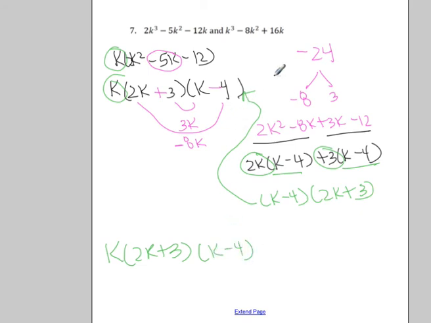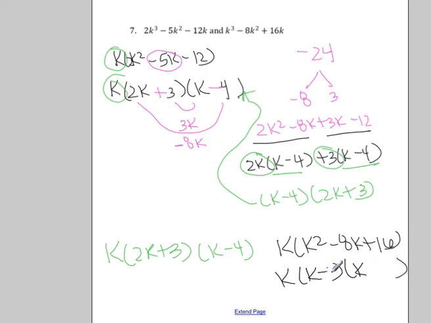Now let's go ahead and factor the second piece. Once again, I need to factor out a k from this piece. So I would have k squared minus 8k plus 16. And now I would say what multiplies to 16 but adds to negative 8? Well, negative 4 times negative 4 is positive 16, and it adds to negative 8.